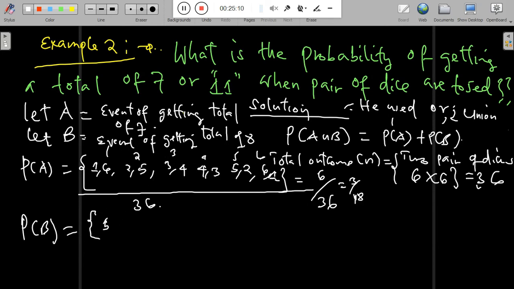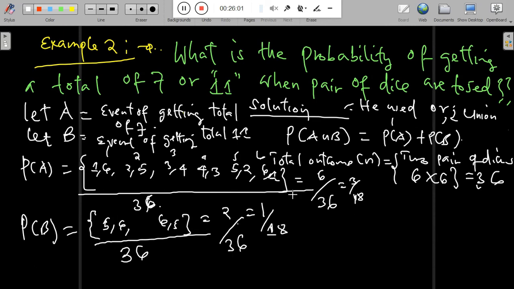Now let's come to the probability of B. Here we check the events of getting a total of 11. The events of getting a total of 11 are 5 and 6, and 6 and 5. So 5 plus 6 is equal to 11, and 6 plus 5 is equal to 11. We never take numbers above those mentioned. So when you divide 2 by 36, it is equal to 1 over 18. So the probability of B is equal to 1 over 18.